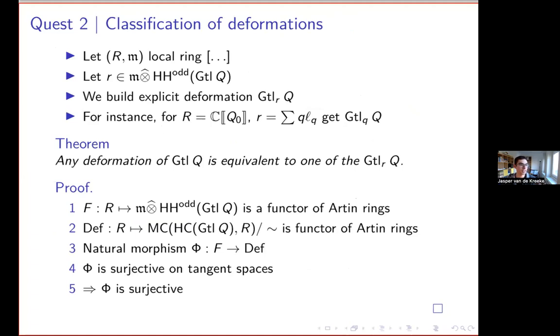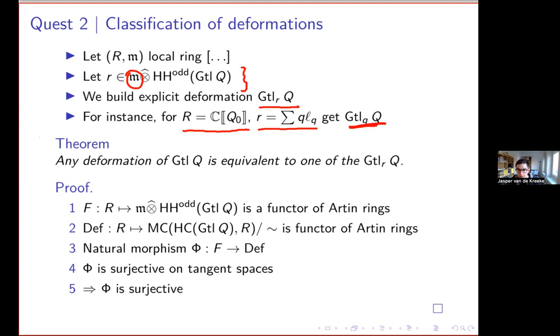Okay, so we also classified deformations. Pick a local ring, and what we did is we wrote down, for every infinitesimally weighted element of odd Hochschild cohomology, an explicit deformation of the gentle algebra. For instance, if we take back our ring, which has as many deformation parameters as punctures, and we take this particular parameter, remember that LQ denotes an element in the odd Hochschild cohomology, you get precisely this thing, the one specific deformation, which we constructed in our first quest today.